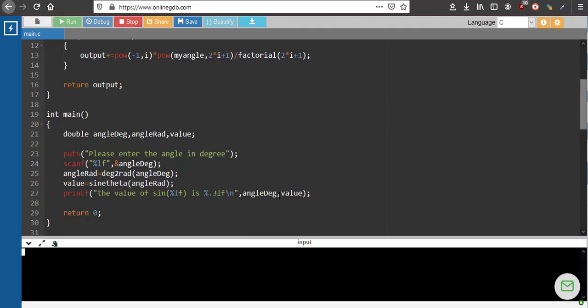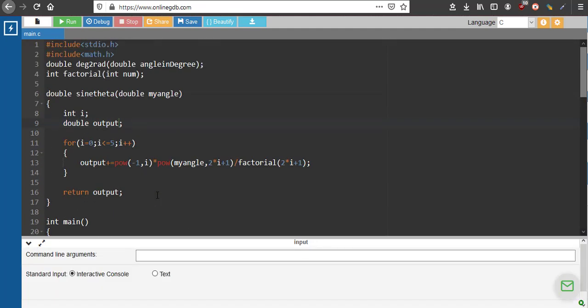Now let's say we will use the standard value that we know, 30 degree. What is sine of 30 degree? It is supposed to be 0.5. Now it is giving me 3.643. So this error, I know why this error is happening. The reason is in the sine function, output value I did not assign with 0. Okay. So always remember, you have to initialize your variables properly.